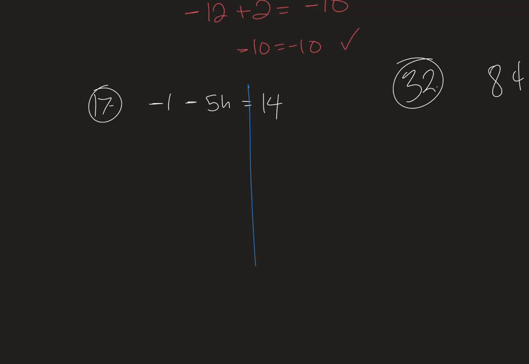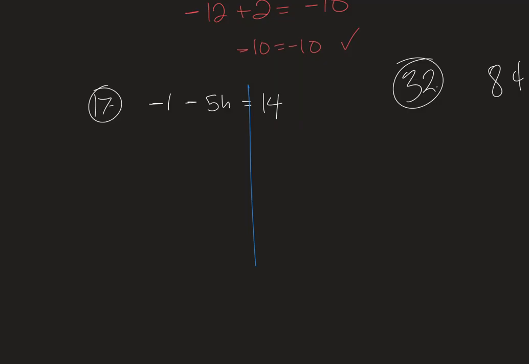17. We have 2 sides of the equation. On the left, we have this. On the right, we have this. On the right, we cannot simplify. On the left, can we simplify? Well, let's see. Can I multiply -5 and h? No. Can't simplify it. Can I do -1 minus this thing? No. We don't know what h is. So we're ready to solve.